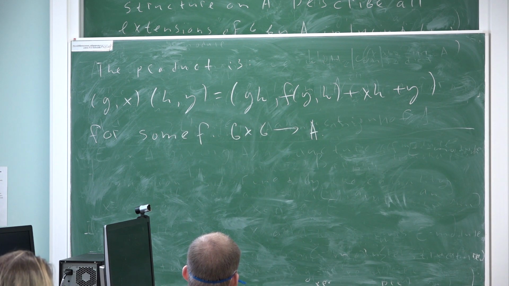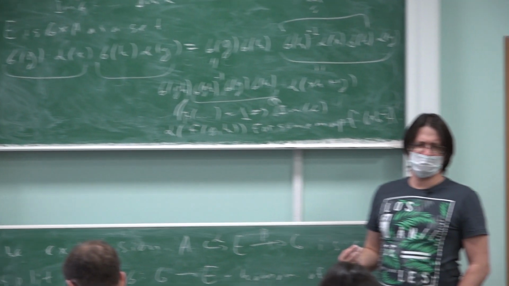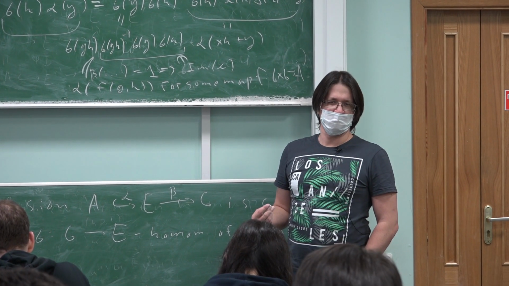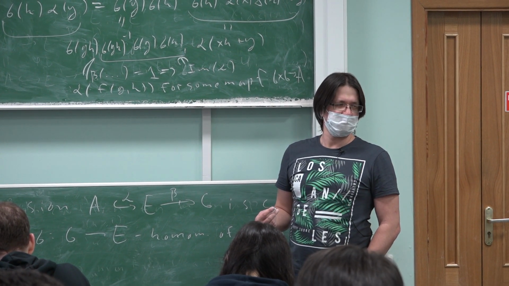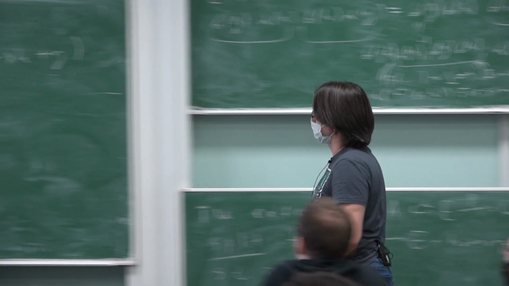But it's not clear if any map from G times G to A gives us a group structure. What we need to check? Associativity, yes, of course.